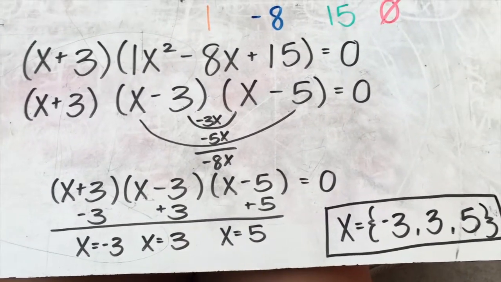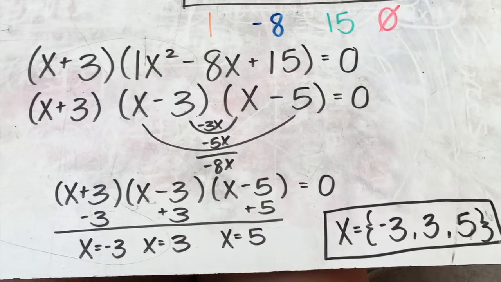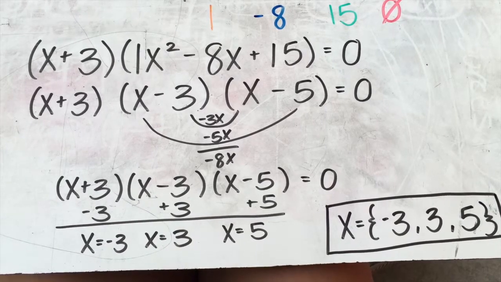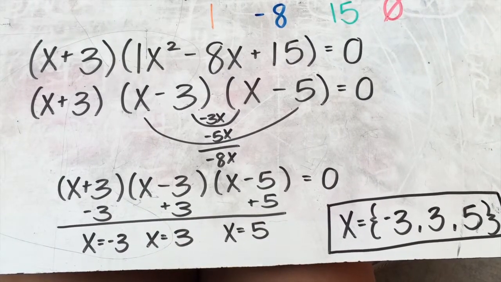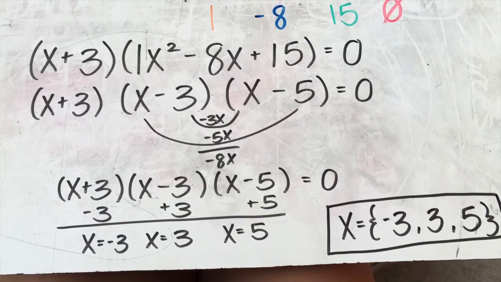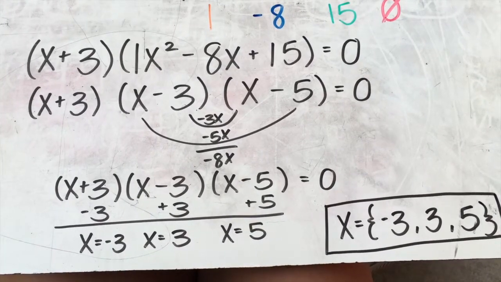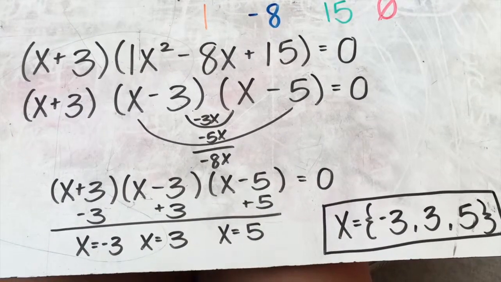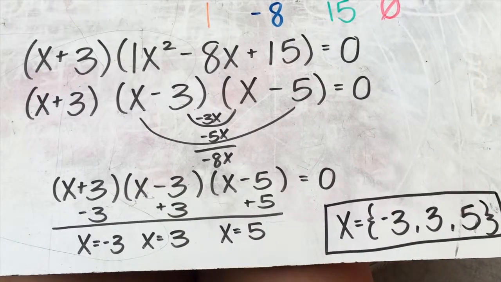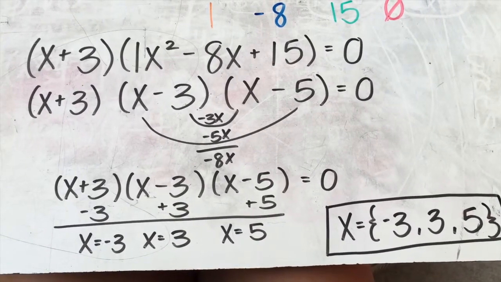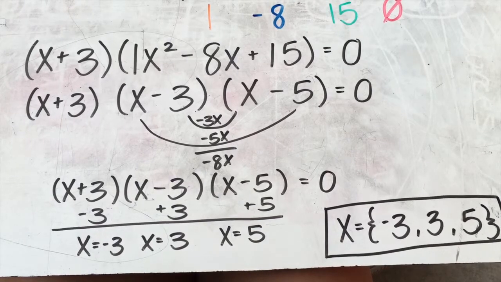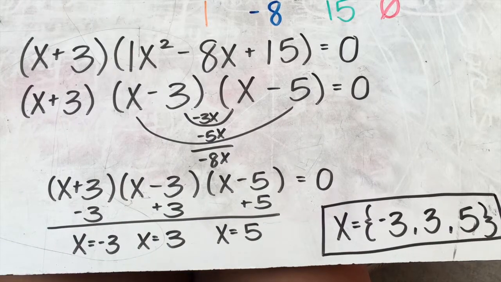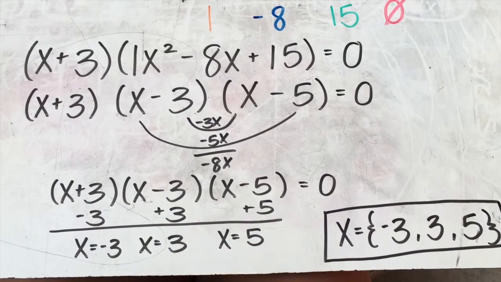And then you get x plus 3 times x minus 3 times x minus 5. Then you make it 3x and 5, negative 3x, negative 5x, and negative 8x. Then you get x plus 3 times x minus 3 times x minus 5 equals 0. You subtract negative 3, you add 3, and you add 5, and you get your x-intercepts. X equals negative 3, 3, and 5.